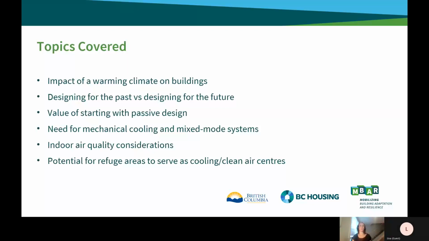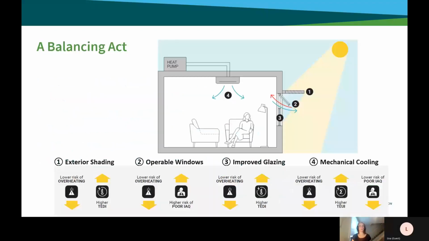And it's those different strategies, passive strategies, active mechanical strategies, considering air quality and looking at refuge areas, which are the things that I'm going to be talking to you about in the rest of this video. And what's important to keep in mind as we go through is that there's a need to balance the various risks and strategies and trade-offs that you have to make between reducing overheating, ensuring good air quality, and maintaining good energy efficiency.